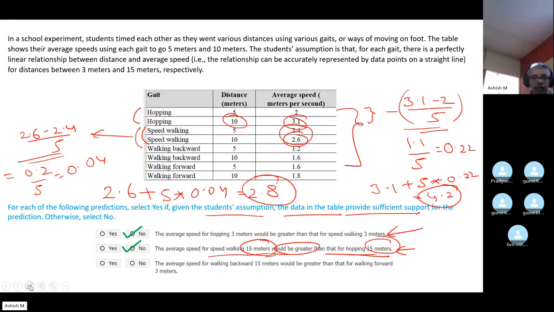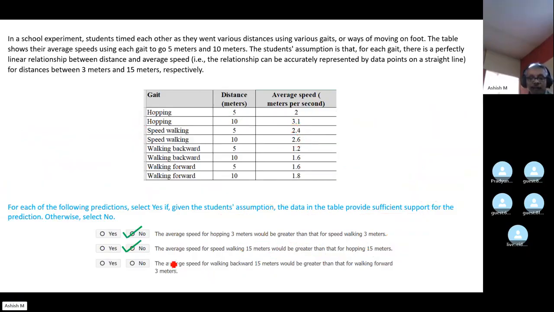All right. Now let's come to the third one. The average speed for speed walking backwards for 15 meters would be greater than for walking forward 3 meters. Walking forward 3 meters obviously will be lesser than 1.6. Agreed? Because even for 5 meters, it is 1.6. So lesser than 3 meters would be lesser than 1.6.